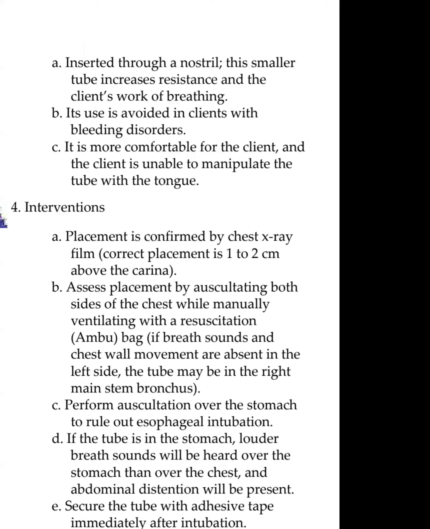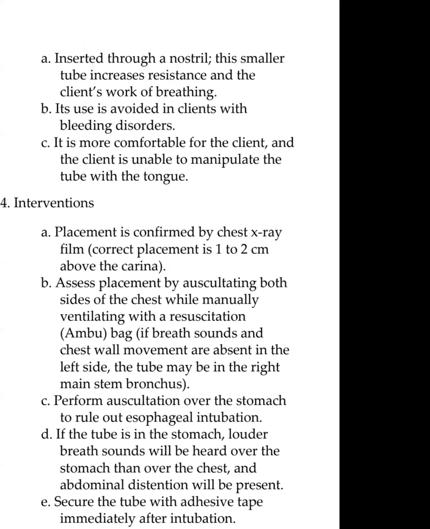Intervention. Placement is confirmed by the chest X-ray. Correct placement is 1 to 2 centimeter above the carina. Assess the placement by auscultating both the side of the chest while manually ventilating with the resuscitation or ambu bag. If the breath sound and chest wall movement are absent on the left side, the tube may be in the right main stem bronchus. બરાબર both side ની chest rise and fall થવી જોઈએ.